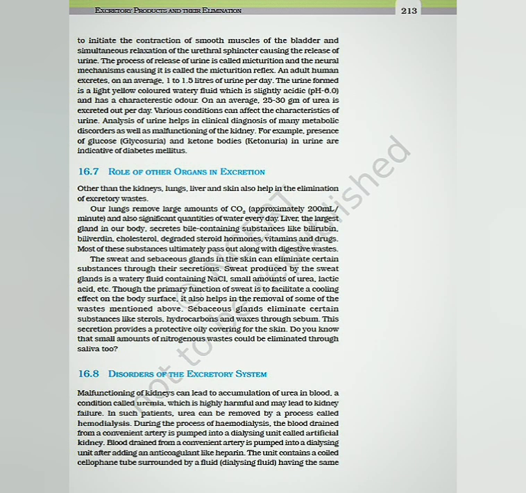Disorders of the excretory system. Malfunctioning of the kidney can lead to the accumulation of urea in the blood, a condition called uremia, which is highly harmful and may lead to kidney failure. In such patients, urea can be removed by a process called hemodialysis.